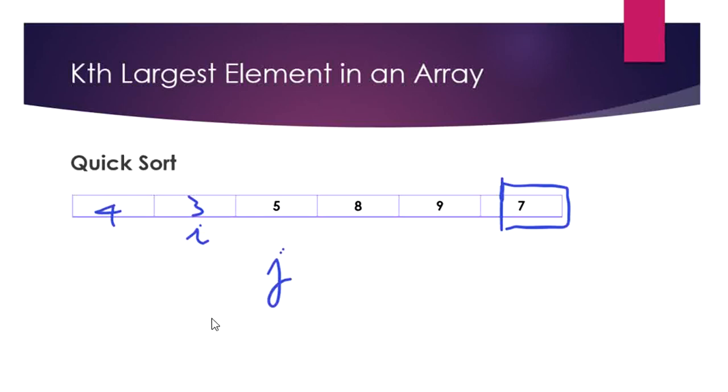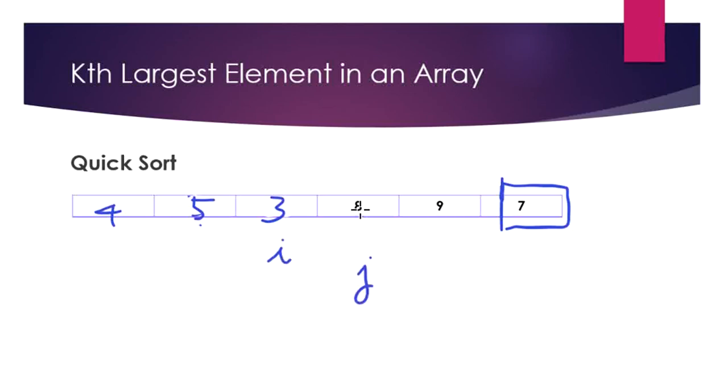So now comparing a of j, that is 5 and 7. 5 is again less than 7. So now the swap happens between I and j. So now the swap happened. As the swap happened, we increment I and j as well, as this is the scanning element.